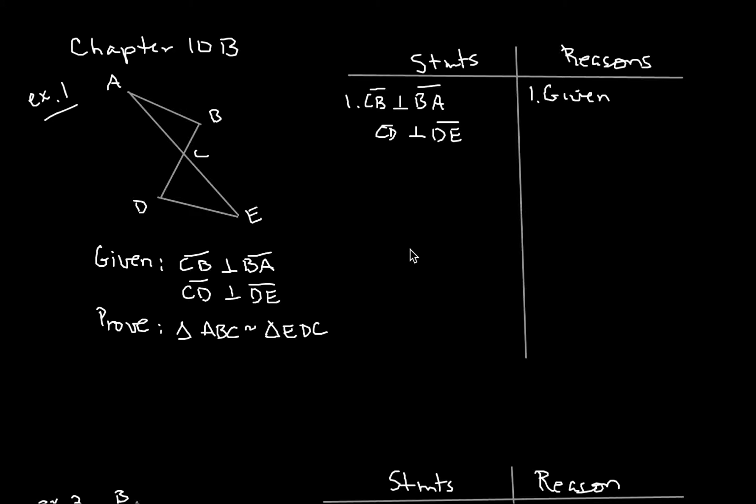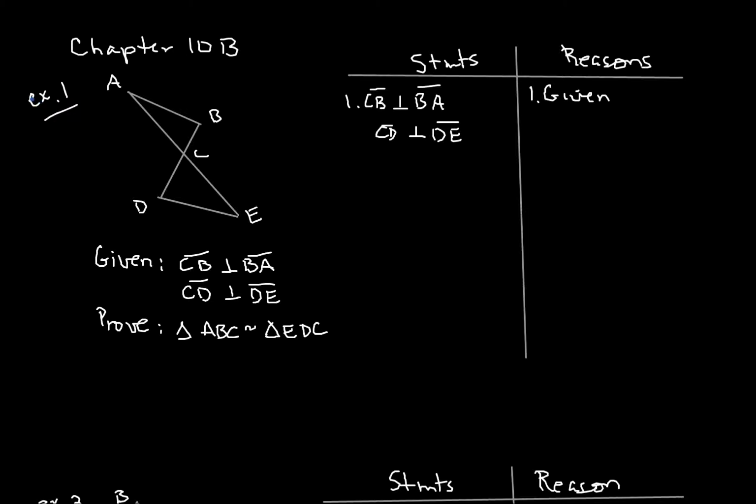We're on chapter 10B, and my intention is always to go quickly through these, but the videos seem to take a long time. So let's see how fast we can go. I'm going to start with two examples before we get to the problems of how to do proofs with similar triangles. You might like these. These might be where you start understanding proofs.